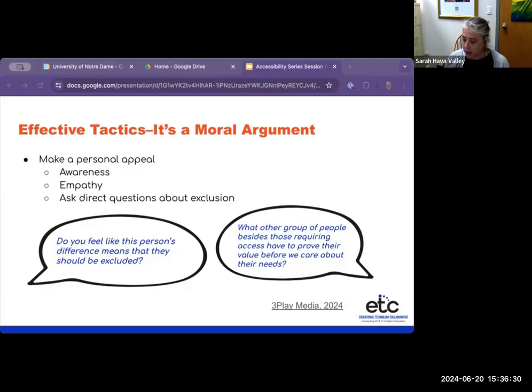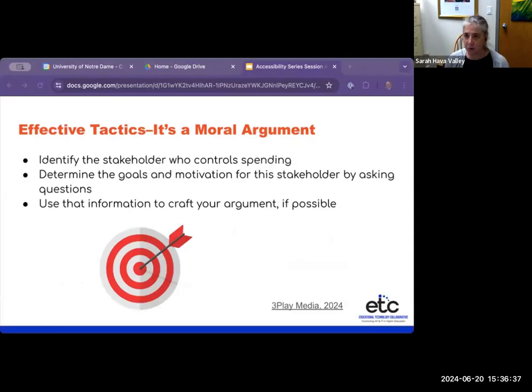So, what are some other effective tactics beyond just awareness, empathy, and asking some direct questions, right? So one is to identify the stakeholder who controls your spending, right? Because you're going to be dealing with a group of stakeholders, but one or two people usually hold the purse strings, forgive me. And that person sometimes, or people, have a little bit more sway on how things move.